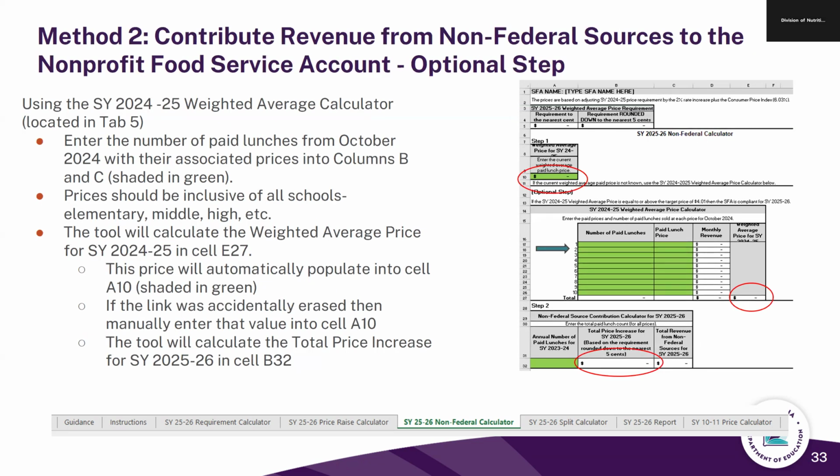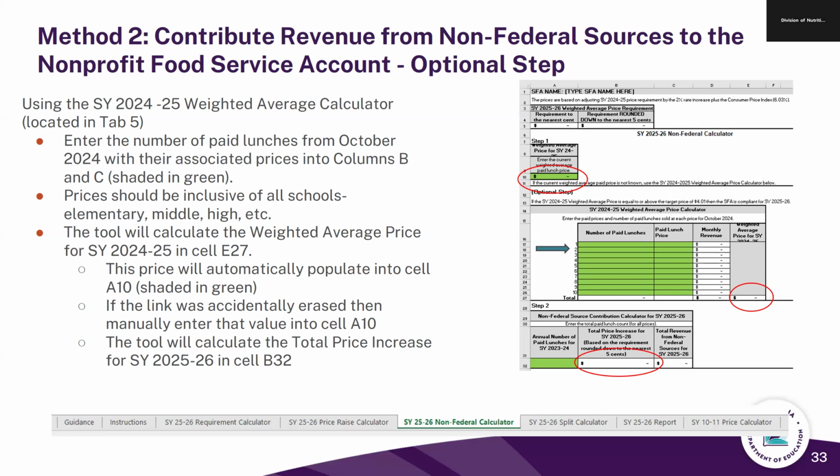So this is the optional step if it's not known. Using that 24-25 weighted average calculator located in tab 5, SFAs will enter the number of paid lunches from October 2024 with their associated prices into columns B and C, which are shaded in green where the arrow is pointing. Prices should be inclusive, again, of all school levels, so all prices. And the tool will calculate the weighted average price for 24-25 into cell E27, which is circled on the screen.